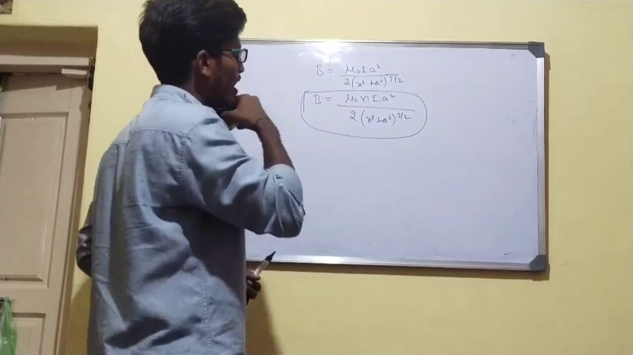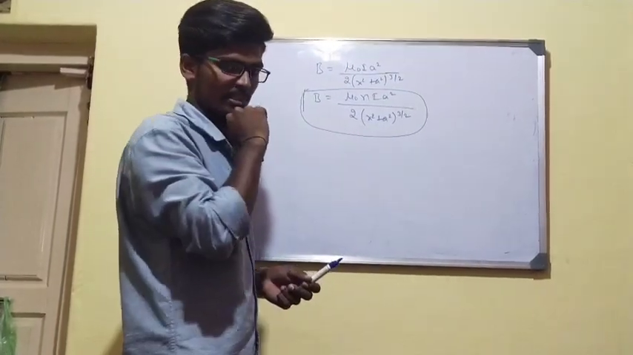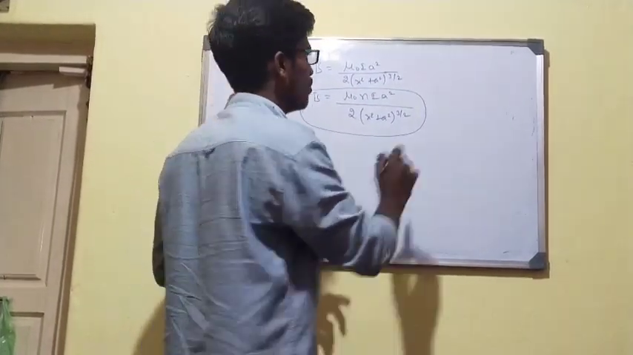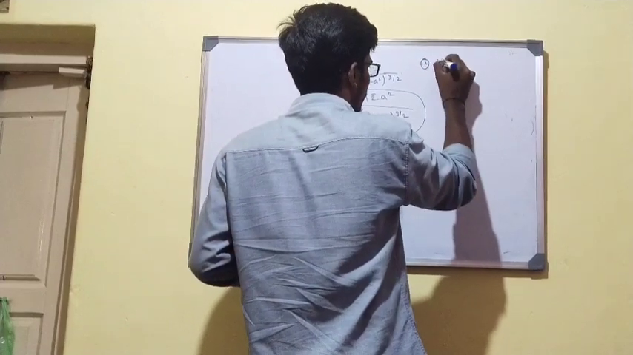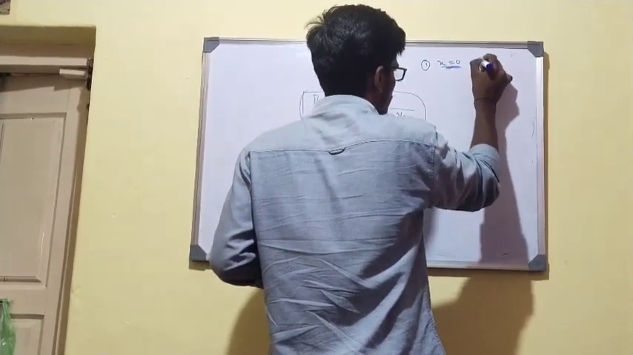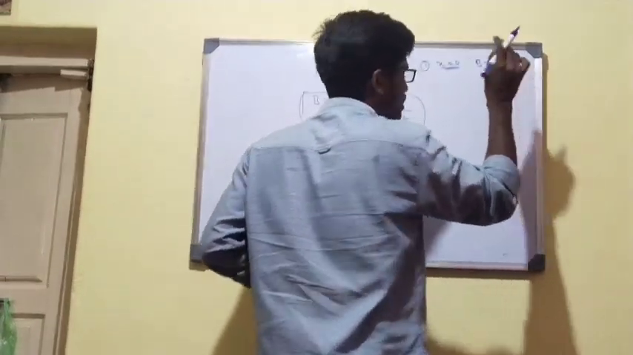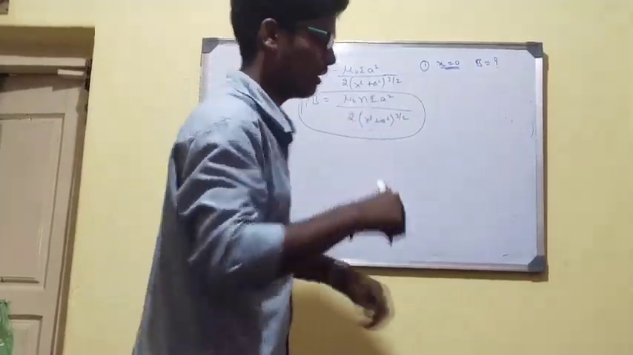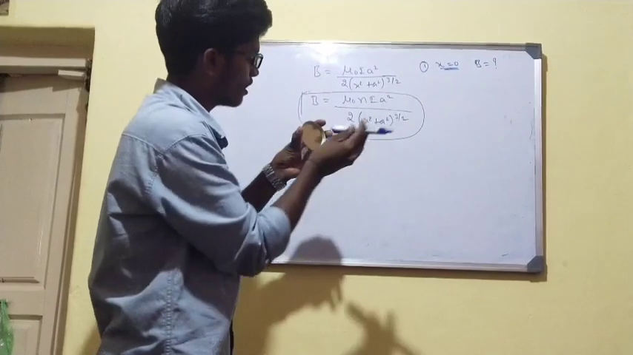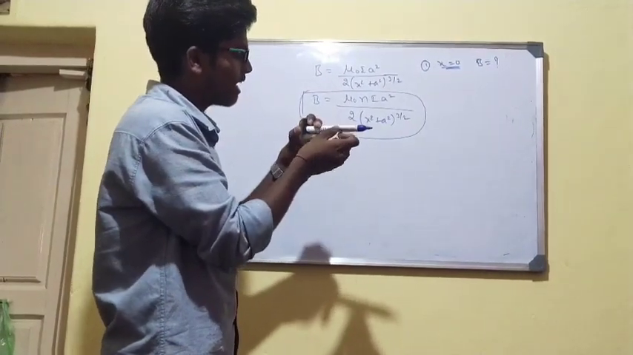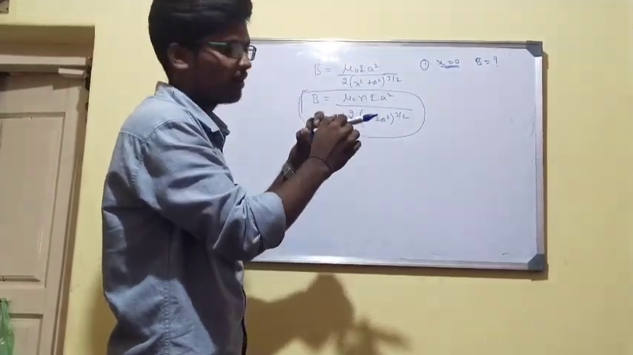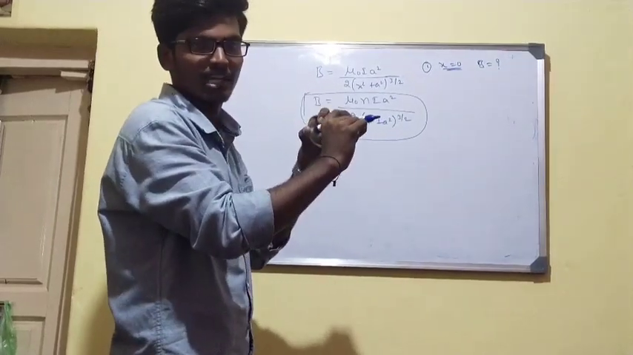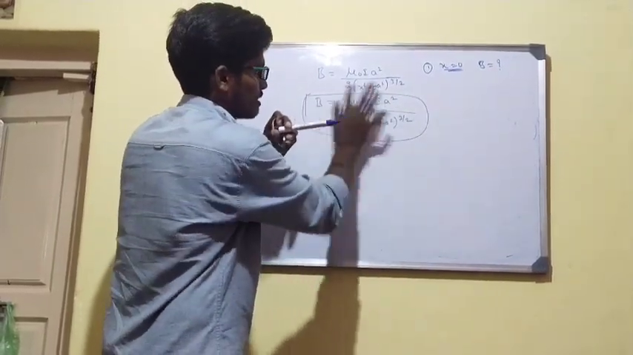Now we have two cases in this derivation. The first case is when x is equal to 0. That means, what is the magnetic field at the center of the circular coil? I already told you that this is an axis. We have already derived the expression for the points on the axis of the circular coil, and this is that expression.